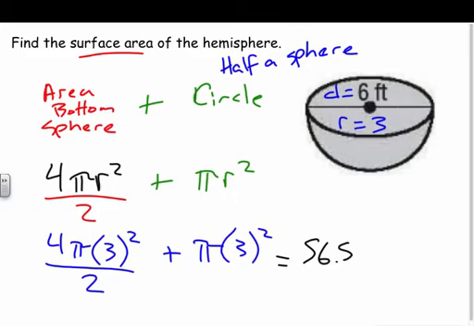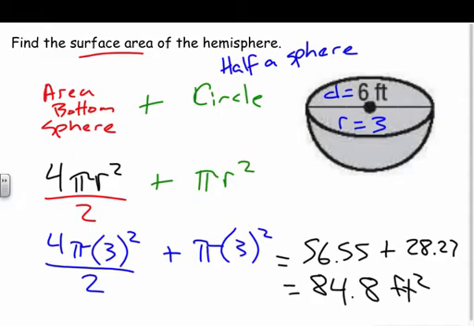56.548, and add that to pi 3 squared. And pi 3 squared is 28.27. And when I add those two together, we end up with a total surface area of about 84.8. Now we'll round to the nearest tenth. It doesn't state, and we're doing surface area, so feet squared. So come up with a plan. Make a plan right off the bat, because then you can just plug in numbers and solve.